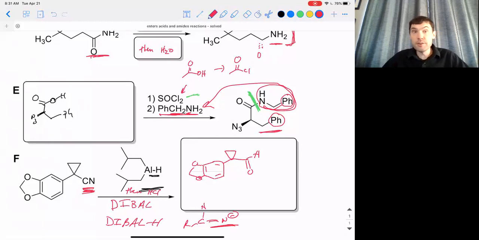All right, so that is a number of reactions here that you might be able to pull out of a chapter on carboxylic acids and lactones, or amides and nitriles.